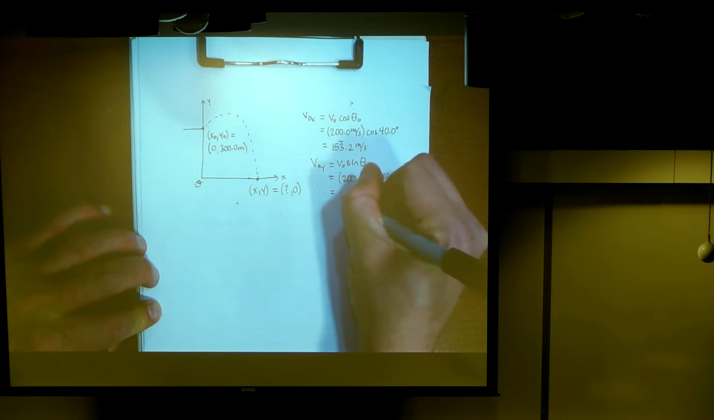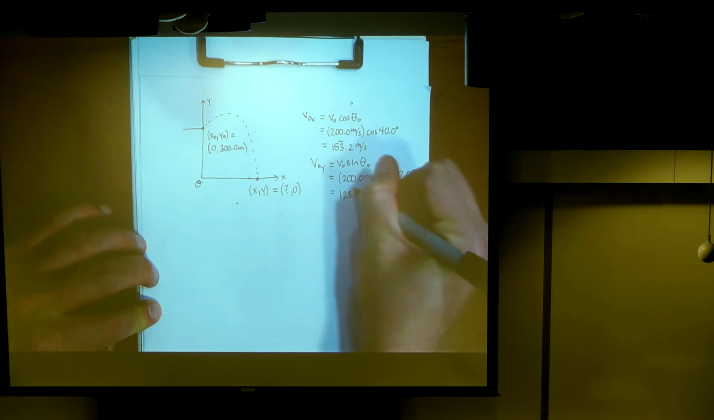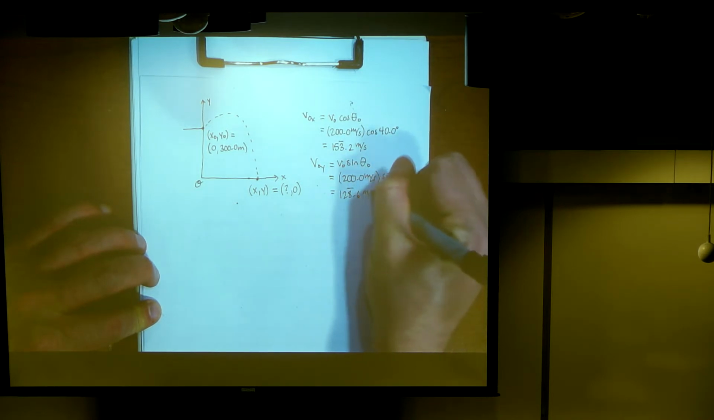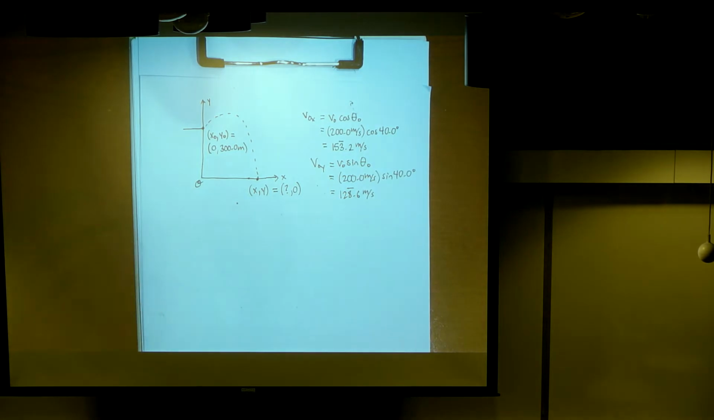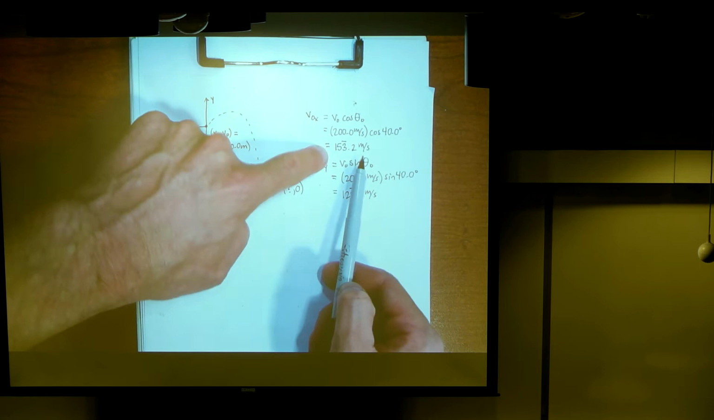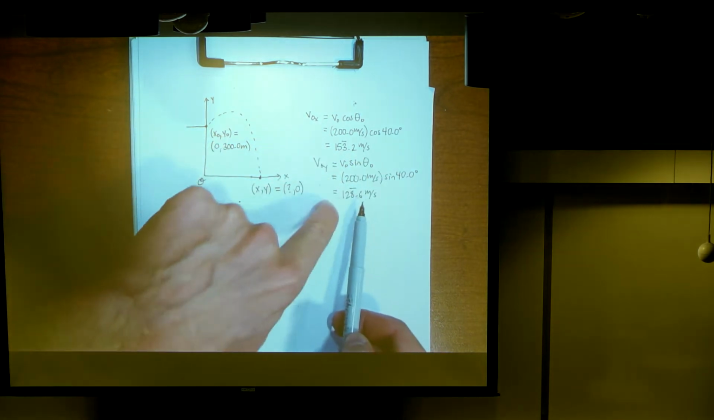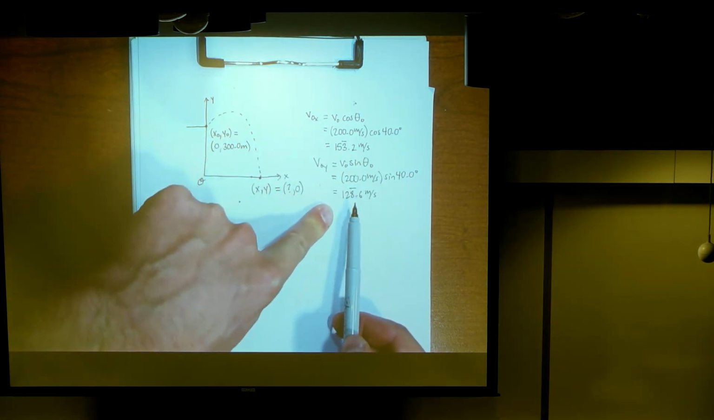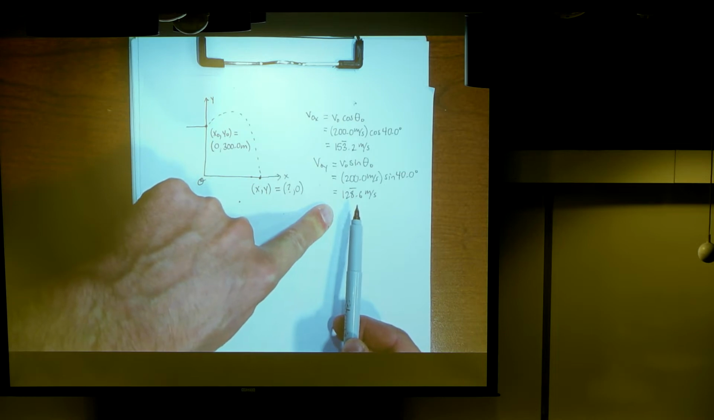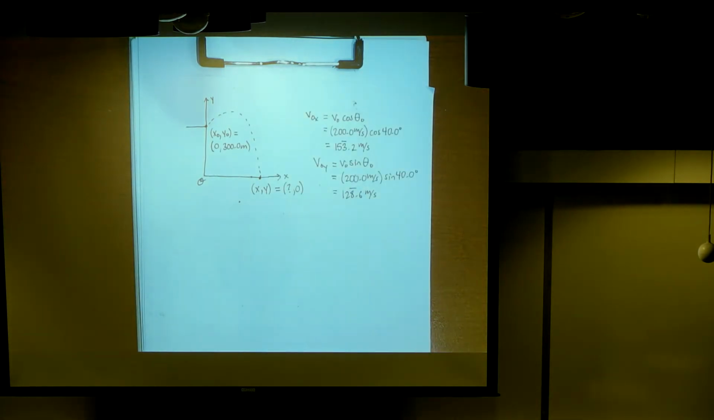128.5, 128, I'm getting 128.6 meters per second. Okay? So that's how fast we're moving along the x-axis to start off. That's how fast we're moving along the y-axis to start off. That's how you want to think about these two velocities, okay?